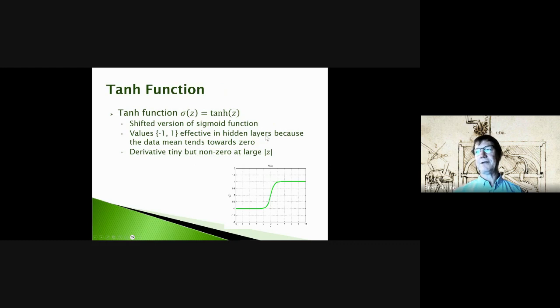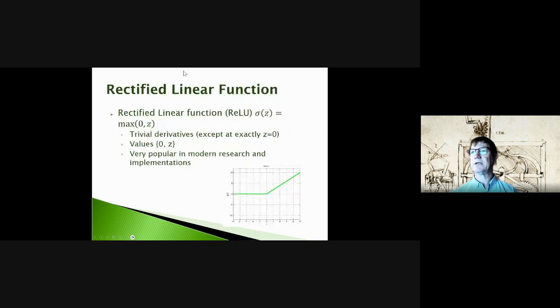That is effective in hidden layers because now the mean of that data can tend towards 0, right? So we can account for negative values and positive values. We're not just trapped within this range of 0 to 1. So the 0 to 1 is kind of nice for the outputs, but for the hidden layers, we find that it's nice to have this mean balanced around 0. And again, the derivative is tiny but non-zero at large absolute values of z.